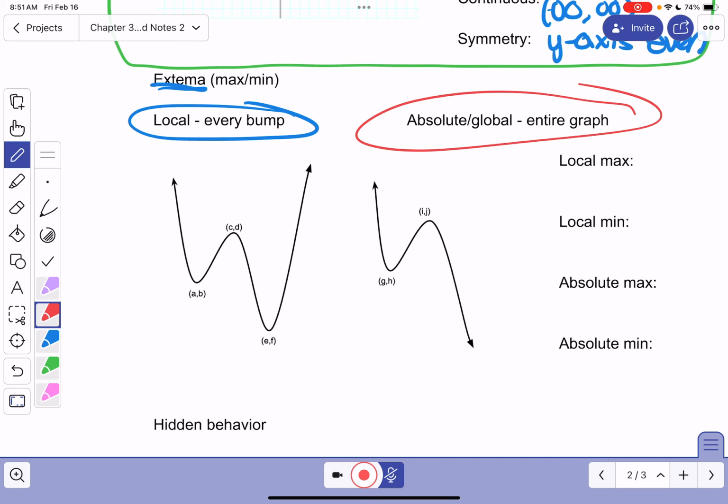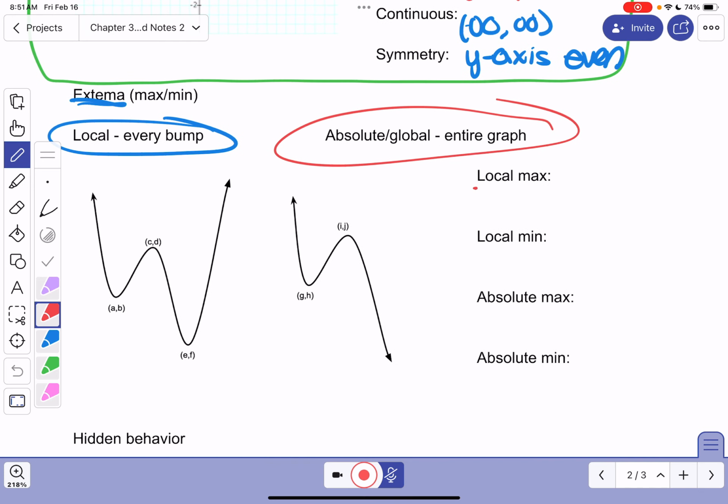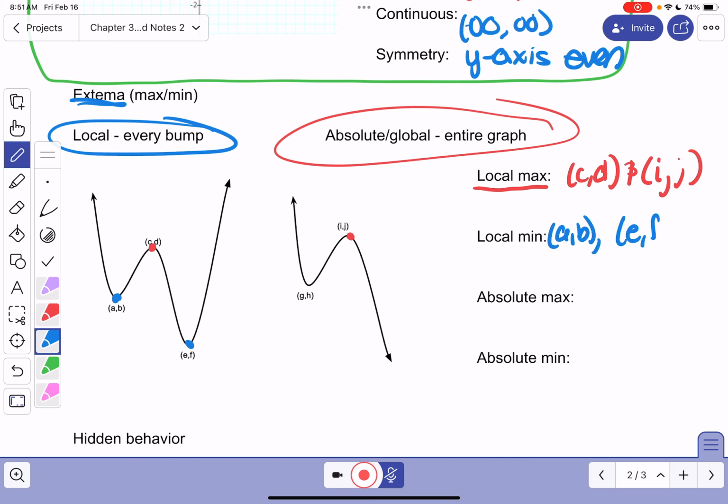So let's look at these. A local max is any bump at the top. CD would be a local max. IJ would be a local max. Local minimums are the bottom bumps. So we have AB, we have EF, and we have GH. Those are all local minimums.